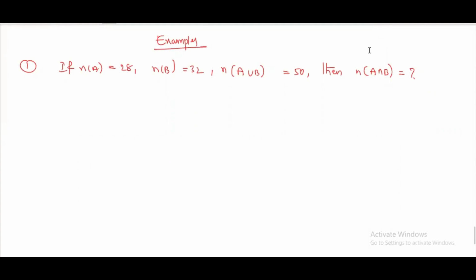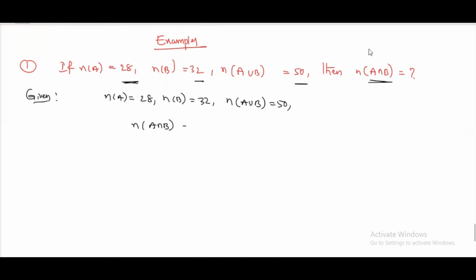So this is the first question. Example: if n(A) = 28, n(B) = 32, n(A ∪ B) = 50, then find n(A ∩ B). So let's see the given data. First of all, the given data is n(A) = 28, n(B) = 32, n(A ∪ B) = 50. So they're asking to find the n(A ∩ B) value.